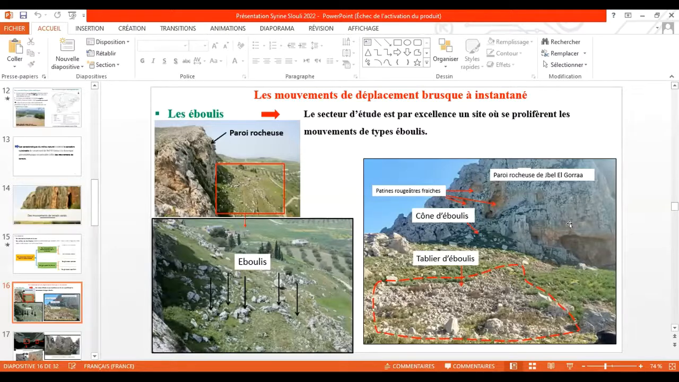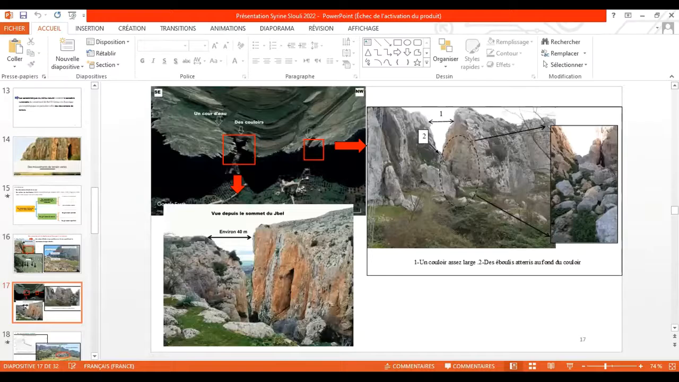Donc, parmi les mouvements de déplacement brusque instantané, le premier type, ce sont les éboulis. On les trouve partout dans le secteur, et le versant nord de Jbal Gora est par excellence un site où prolifèrent les mouvements de type éboulis. On les trouve sous forme de cônes d'éboulis ou de tabliers d'éboulis au contrebas de la paroi, et parfois au fond des couloirs ouverts par les failles. Ici, on voit un exemple d'un couloir assez large, et les éboulis atterrissent au fond de ce couloir.